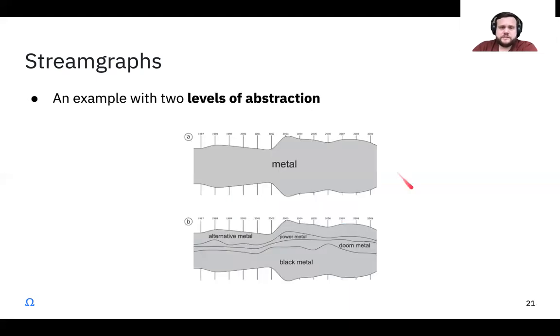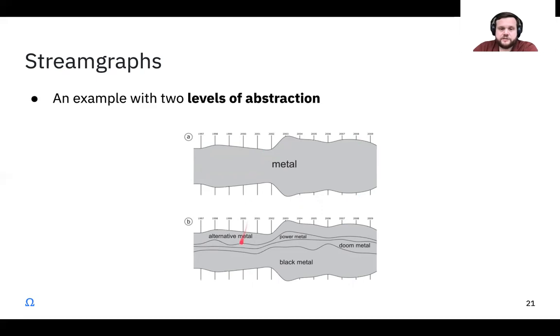Here we have a basic example of a stream graph, now including topics based on two levels of abstraction. We're going to go over the example of people listening to various styles of music. Here we have metal over the years. In A we can see the overall pattern that it was declining slightly from 98 to 2001. Then there was a boom in 2003, and the overall volume increased compared to the 90s, even though it waxed and waned a bit.